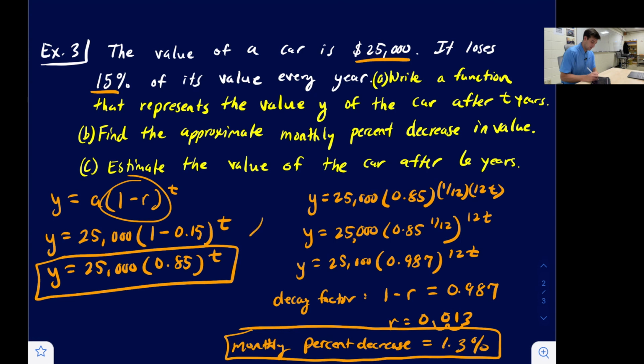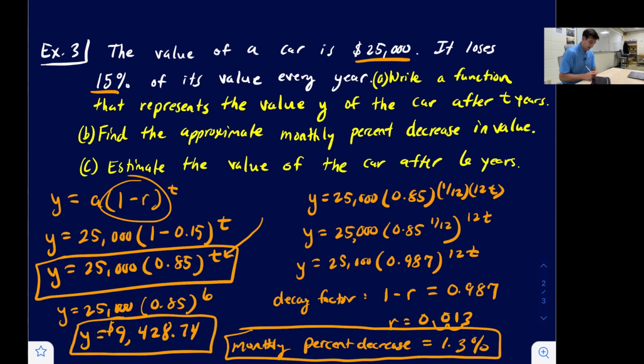Okay, we're going to go back to our equation that we found in part A, and we're just going to plug in 6 for t. So we're going to say y equals 25,000 times 0.85 raised to the 6th power. So we say 0.85 to the 6th, and we multiply that by 25,000. Okay, and we're going to get approximately y equals $9,428.74. So that would be the value of the car after 6 years, right?